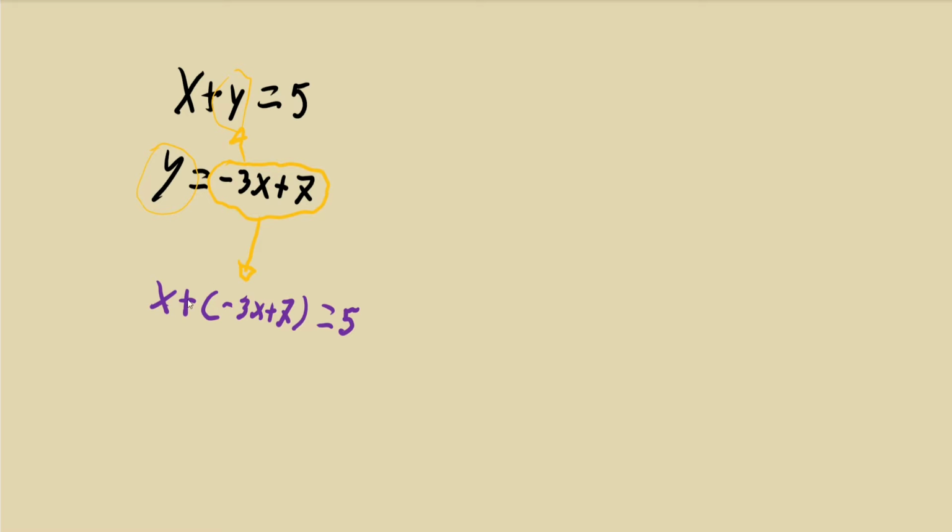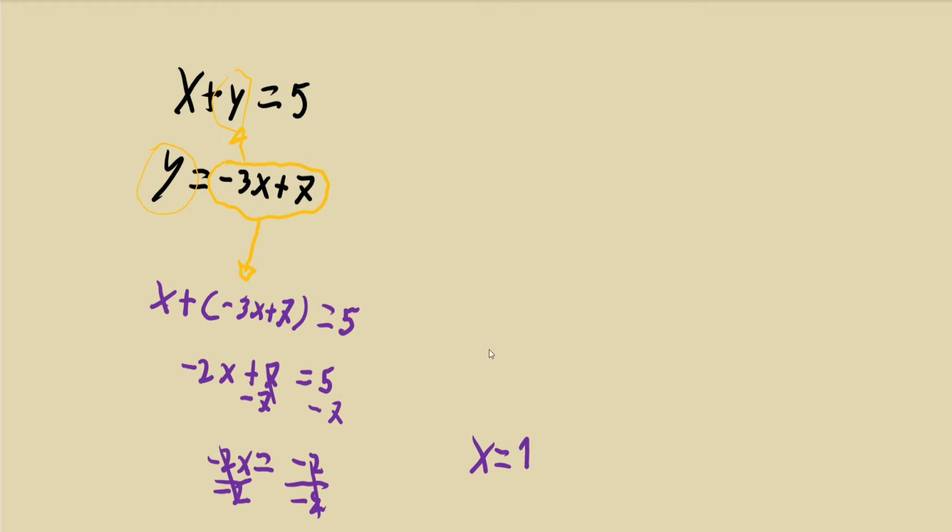So let's just subtract here. So here you get negative 2x plus 7 equals 5. And then we can just subtract 7 from both sides. This cancels out, and then this will become negative 2. And here negative 2x. I just divide by negative 2 on both sides. And we will have x is equal to 1. So now we found the value of x.